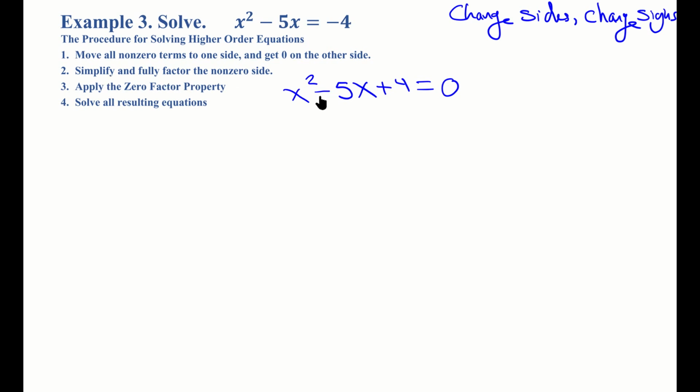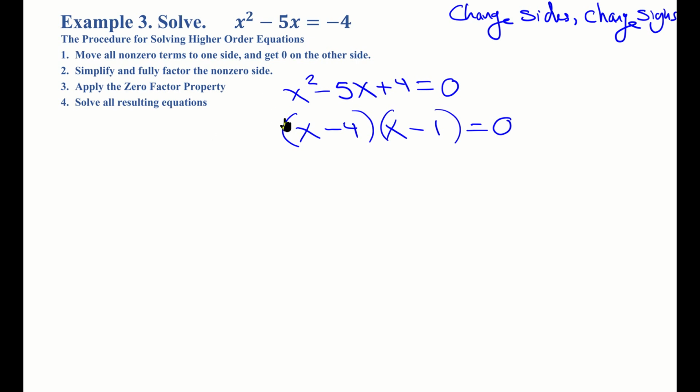So now we're going to simplify and fully factor the non-zero side. Notice that this is pretty simple, so the only thing left at this point is to see if we can factor it. So that's a quadratic trinomial. We spent a couple of sections on those, remember? Two numbers whose product is x², so that would be x. Two numbers whose product is +4, but whose sum is -5, right? So I think you'll agree that -4 and -1 should fit the bill.